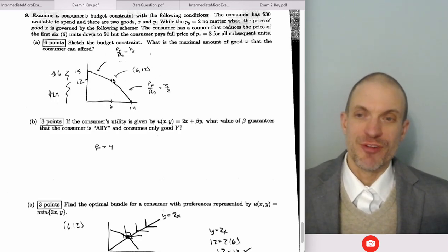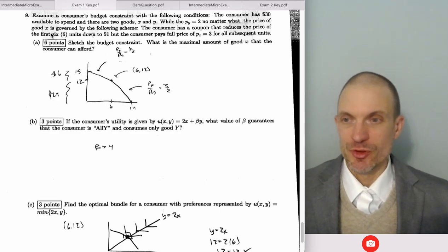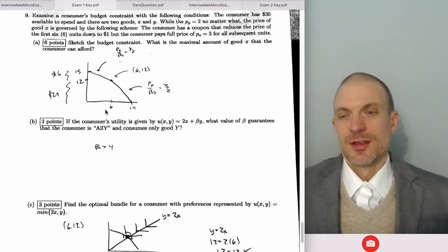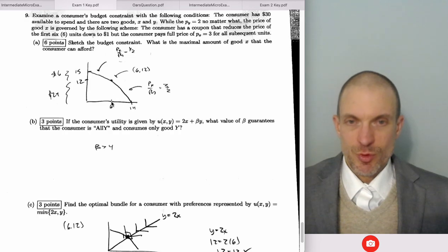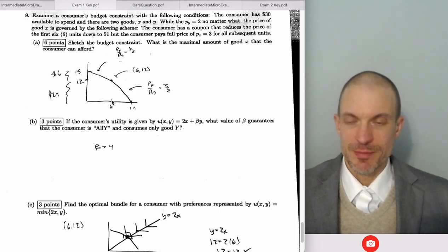All right, but I want to find where that kink is, where it switches from a slope of 1/2 to 3/2. So that happens when I've bought 6 units. Those 6 units are going to cost me $6 because the price of good X was 1. So I could spend $6 and get to here. If I spend $6, I have $24 remaining. I could spend those $24 on good Y. $24 divided by the price of 2 allows me to buy 12 units of good Y. That's how I found this point.